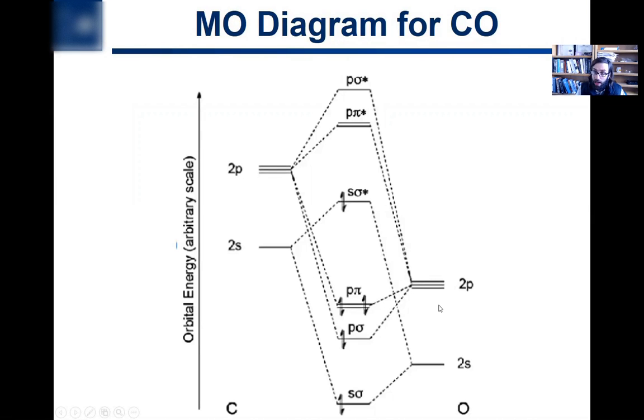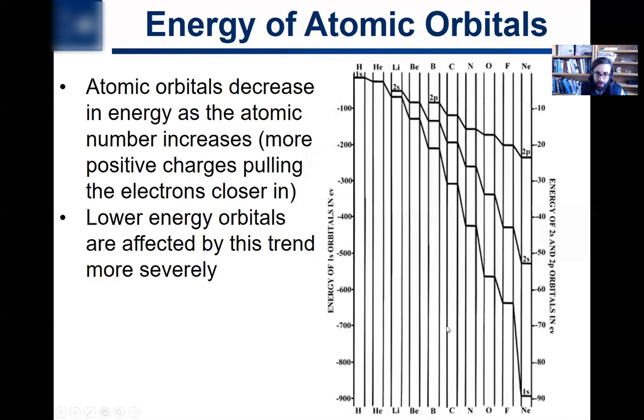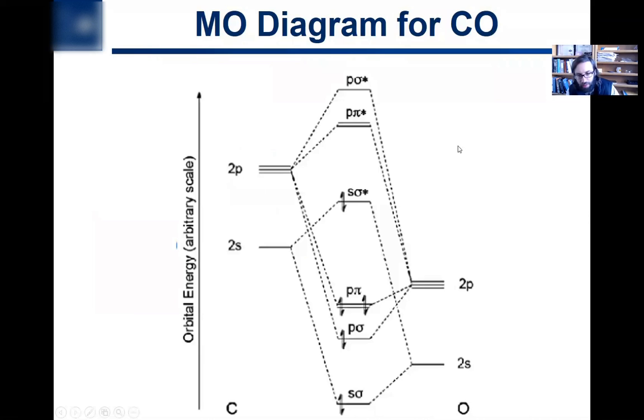Oxygen has a greater atomic number, and so the ionization energies of oxygen are greater than carbon. So the atomic orbitals are more stabilized, right? We can go back here and look at that. All the oxygen lines are lower than the corresponding carbon lines. And so these are going to be the oxygen ones on this side, and these are going to be the carbon atomic orbitals on this side.